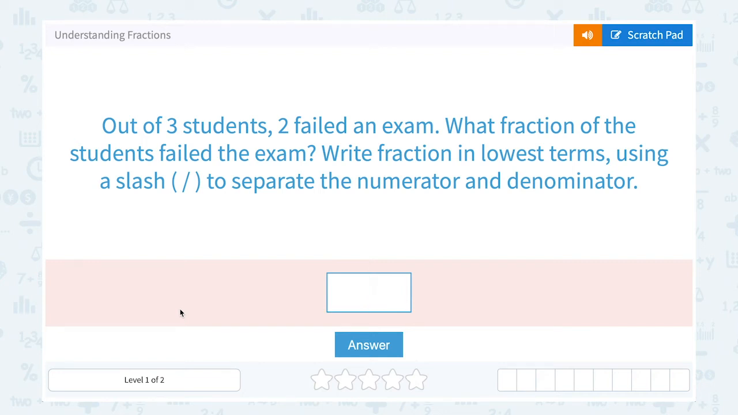Let's take a look at understanding fractions. Out of 3 students, 2 failed an exam. What fraction of the students failed the exam? And then write your fraction in lowest terms using a slash to separate the numerator and denominator.